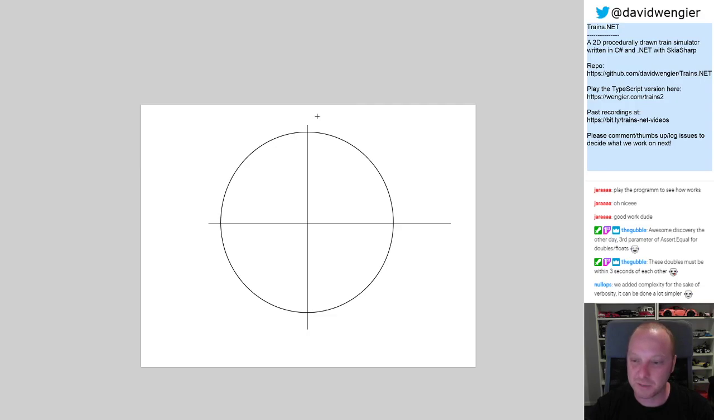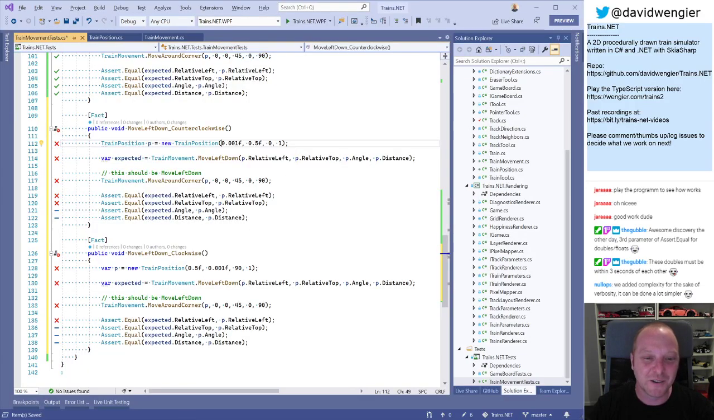Oh, how we added complexity for the sake of verbosity. Yes, we did. I want to get it right, and then if we've got tests, I'm happy to simplify it. But I also want to be able to understand it later, and performance for this part is not important. It's plenty fast enough.